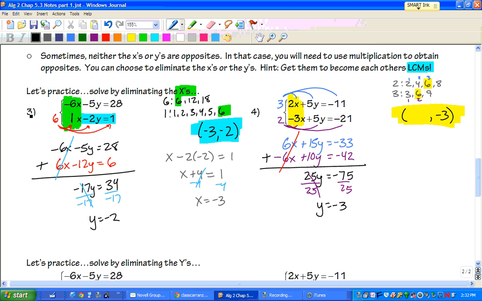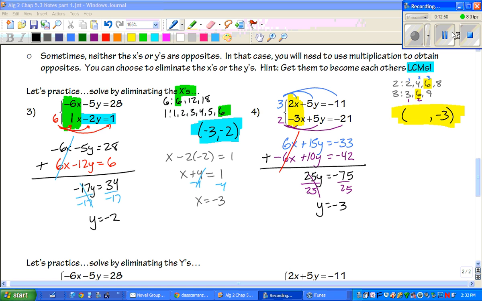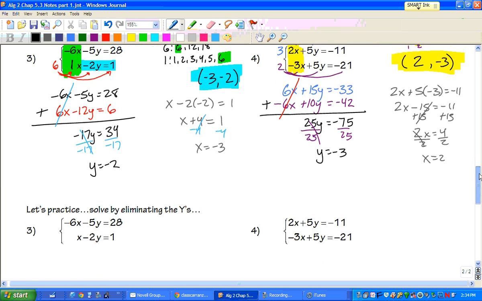Okay, you guys are on your own. Plug in to either the top or the bottom one, and then see if you can figure out what x is. Okay, go ahead and pause the video, and good luck. Okay, so when you're done, you should get 2, negative 3. All right, let's move on.